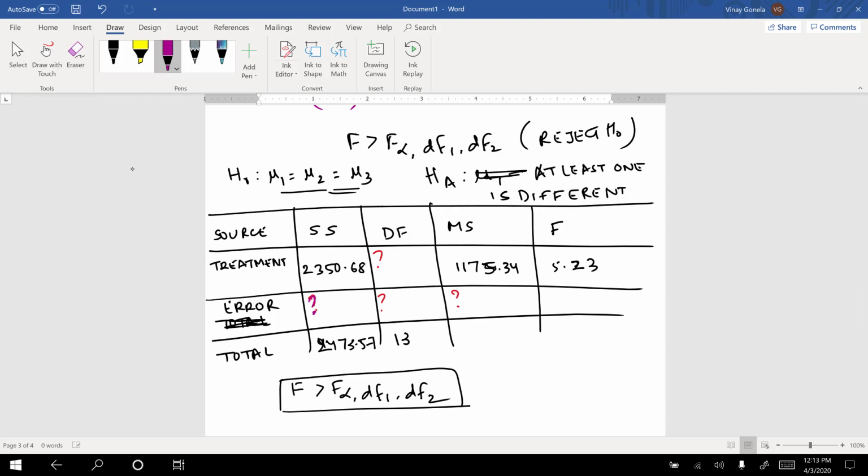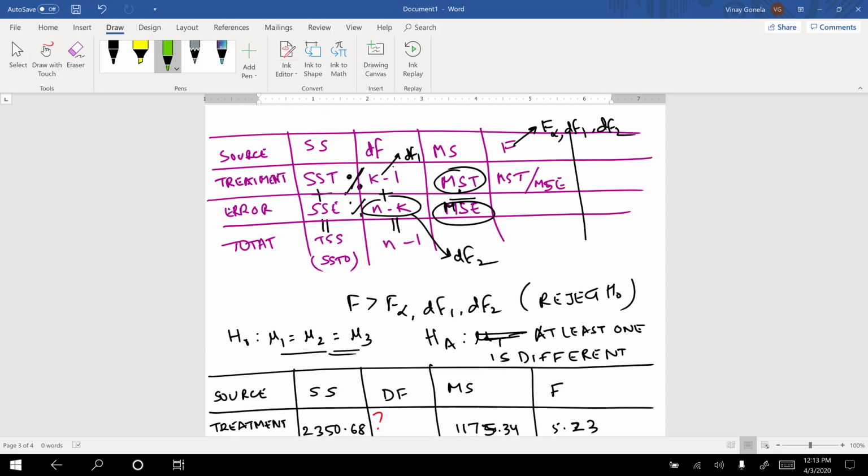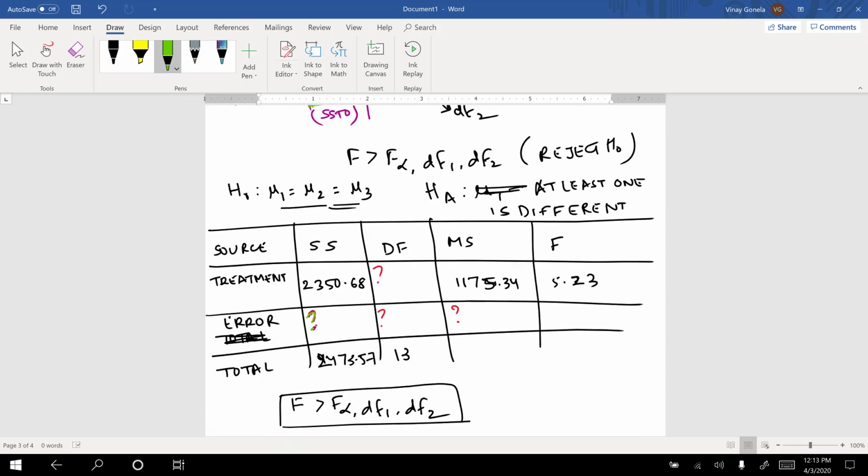So maybe somewhat light color. Yeah, what is this? So to calculate that, we know this plus this is going to give us this. So that means anything in this plus whatever here should give me this. So the other way of getting this is, if I subtract this minus this, I will get this. So I will do 2473.57 minus 2350.68.